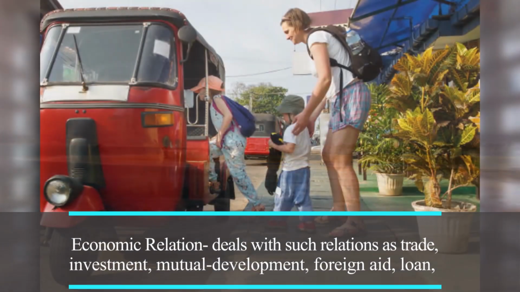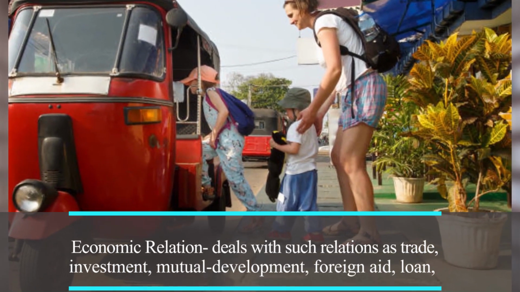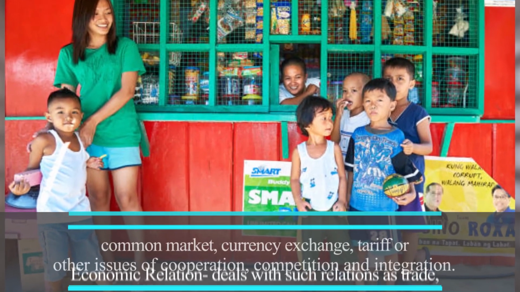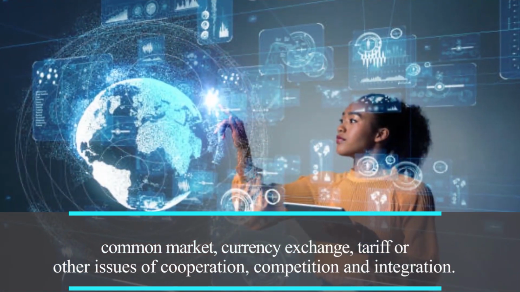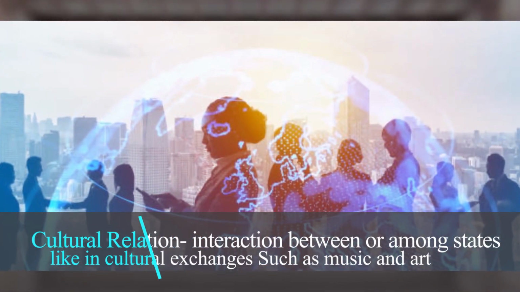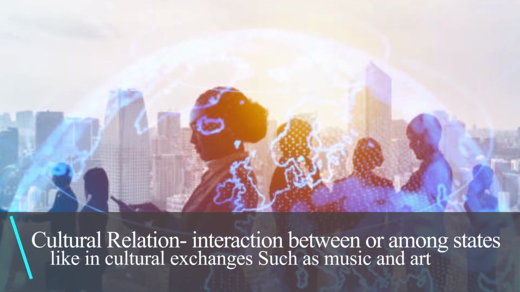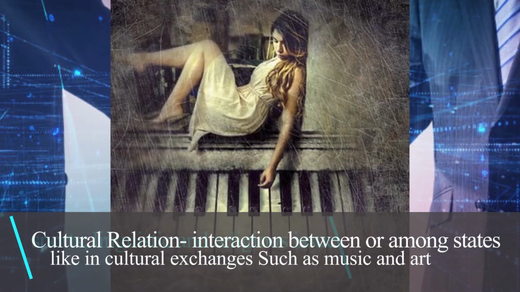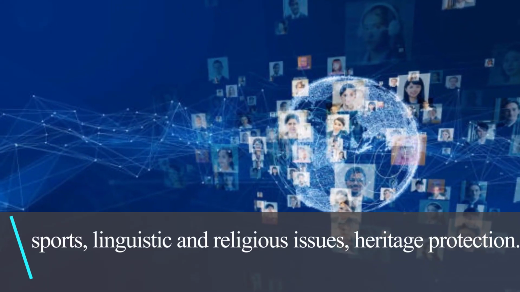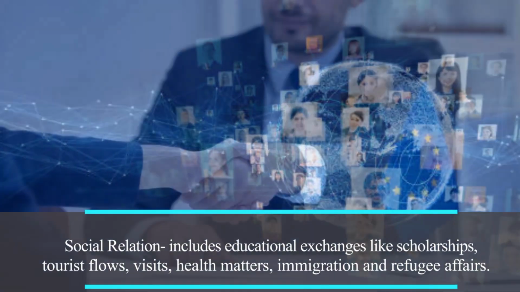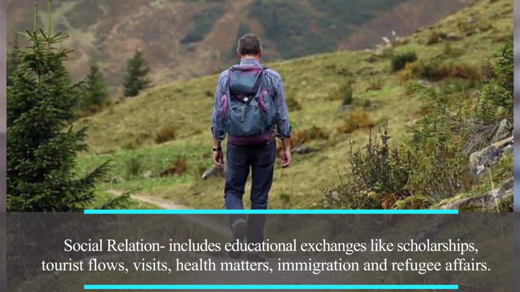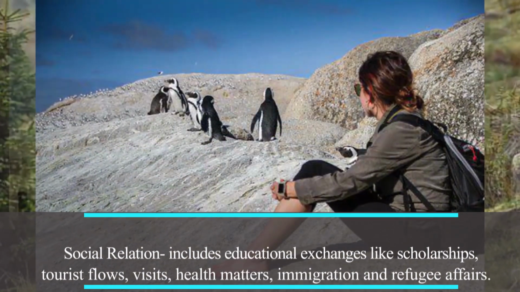The economic relation can be a relation of trade, investment, mutual development, foreign aid, loan, common market, currency exchange, tariff, or other issues of cooperation, competition, and integration. The cultural relation can be interaction between or among states, like cultural exchange such as music and art, sports and linguistic, or religious issues, heritage protection. And the last one is social relation, which includes educational exchange like scholarships, tourist flows, visits, health matters, immigration and refugee affairs.